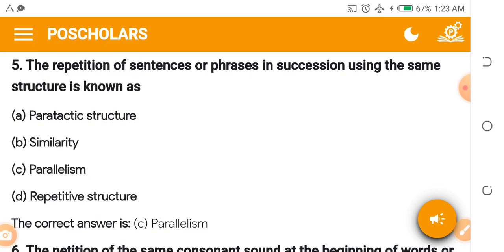The repetition of a sentence or phrase in succession using the same structure is known as dash. A. Paratactic structure. B. Similarity. C. Parallelism. D. Repetitive structure. The answer is parallelism.